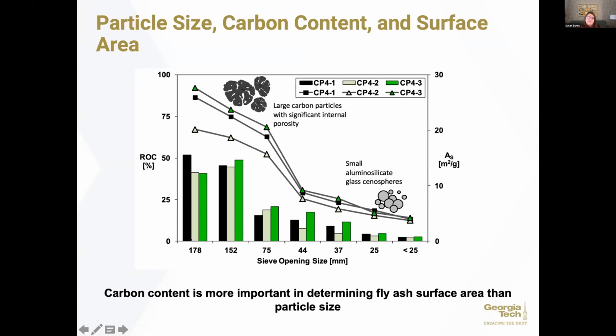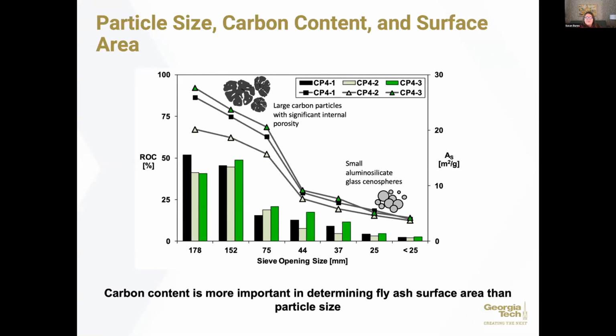What you see here down at the bottom is the residual organic carbon content as a function of sieve opening size. The black line is a pure coal fly ash, the light green line is a co-fired biomass coal ash, and the bright green is a biomass ash completely. What you'll see there is that the larger the particle size, the higher the organic content. So if we can do a sieve separation, which is unfortunately energy intensive, we can separate out a great deal of the organic carbon that's present in our ashes.